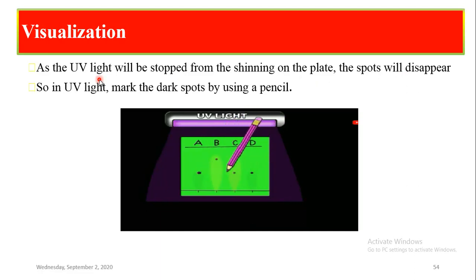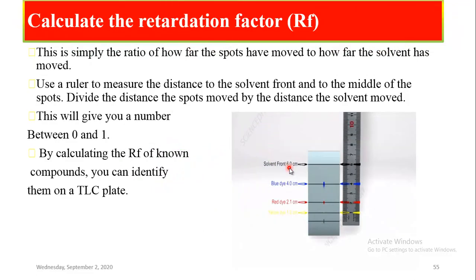So for checking the sample, we mark the dark spots with a pencil, because when we turn the UV light off, we will not see any spots. So we mark the spots with a pencil, and when the light is off, we will know where the components are present. So these are the visualizing techniques. After that, we calculate the RF value, called the retardation factor or relative flow.